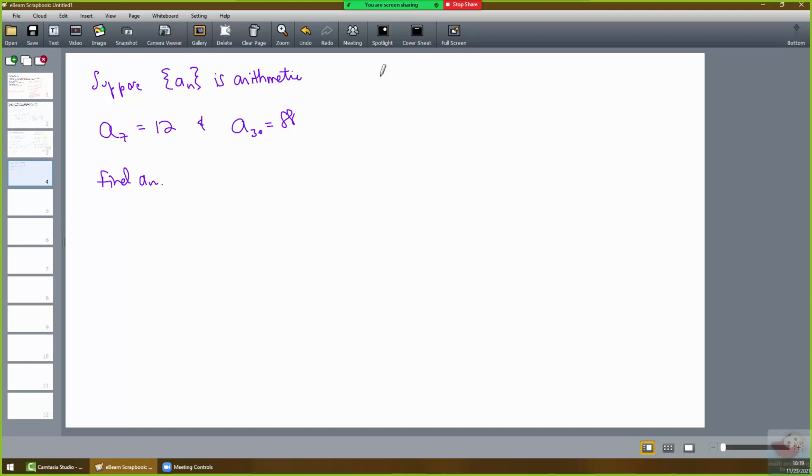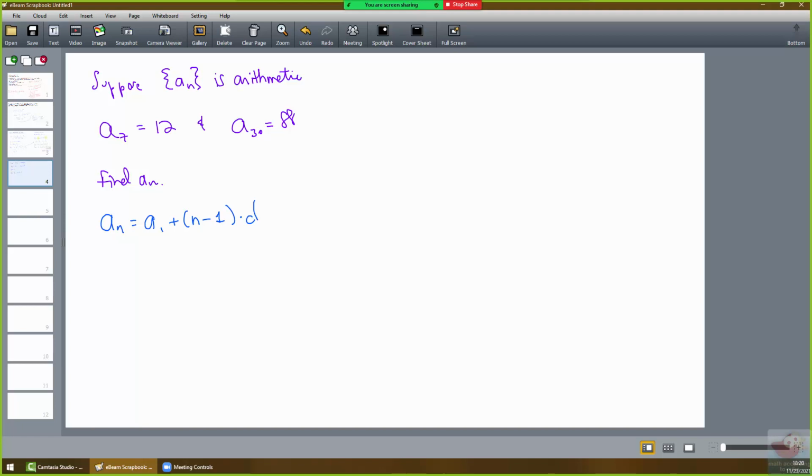So from before, we know that the general term of an arithmetic sequence is this formula. And by the way, the formulas in this chapter, 11.1, 2, and 3, are provided for you on the final. You don't have to memorize them. You just have to know how to use them. So that's why we're doing this problem.